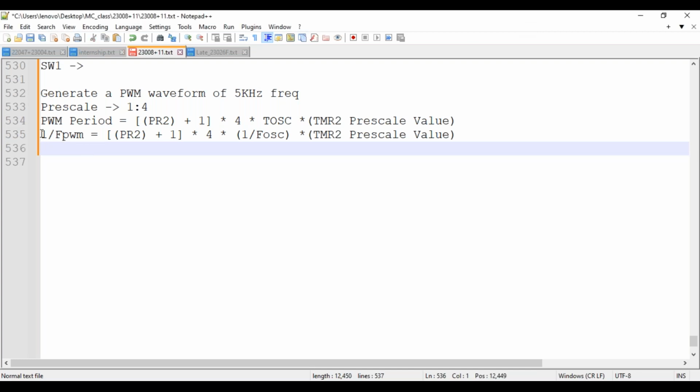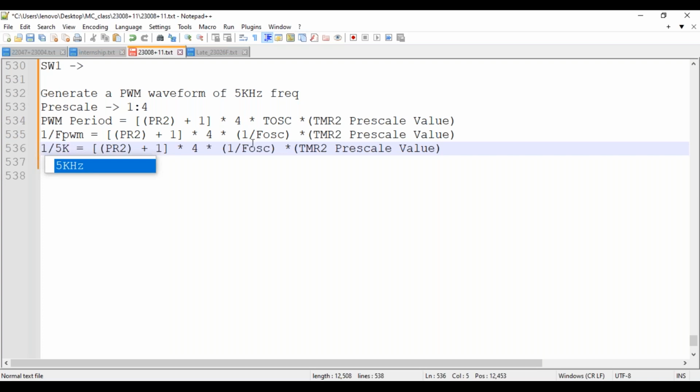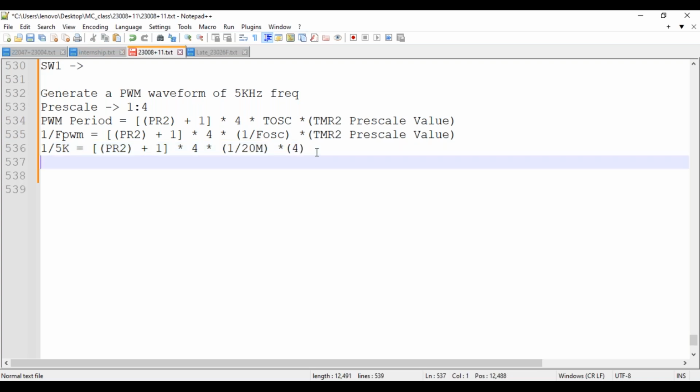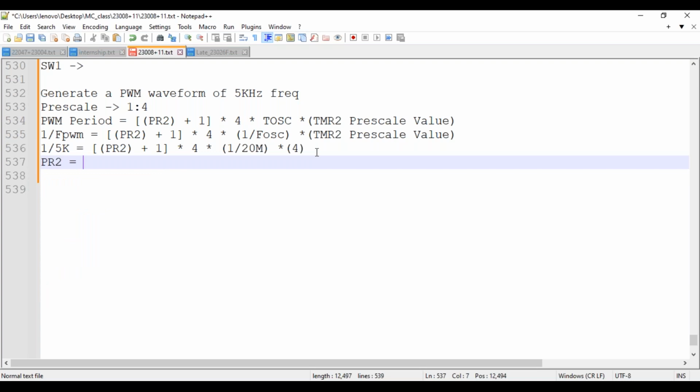If you want, I can substitute these things and show you. So the frequency of pulse width modulation is 5 kilohertz, then the oscillation frequency is 20 megahertz, and the TMR2 prescalar value is 4. 1:4 means for the calculation you have to use 4. Now after the class gets over, please do the calculation and cross check again. So you are going to end up getting the PR2 value as 249.